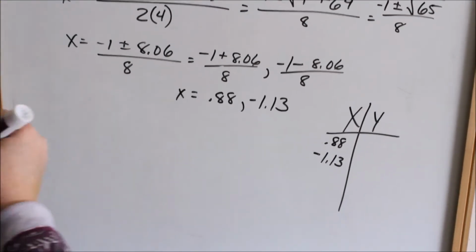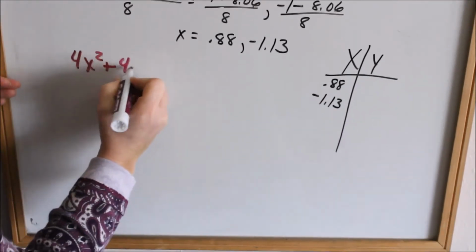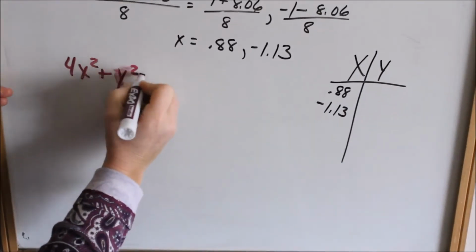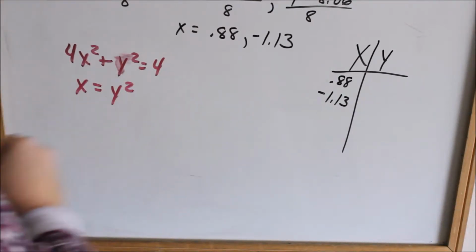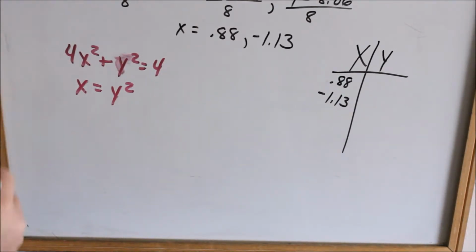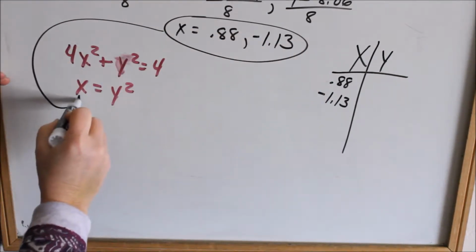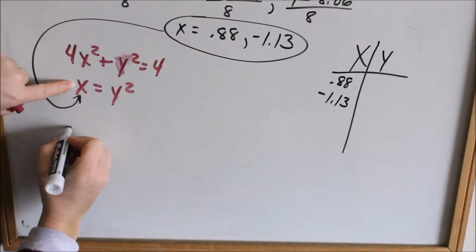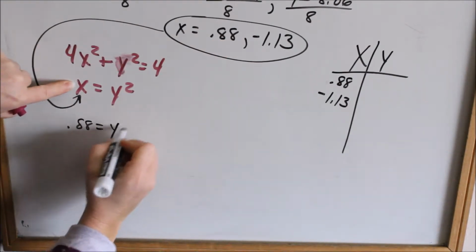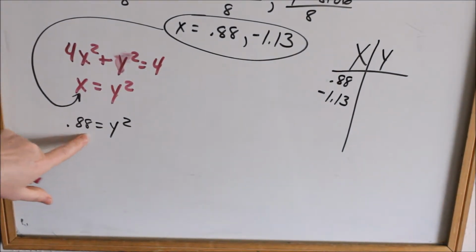So in my opinion, I'll just rewrite our equations down here. We had 4x squared plus y squared equals 4, and then x equals y squared. In my opinion, it's probably going to be easier to put it here. So you can take these values that you have for x, substitute them in right there, and then solve for y. So first off I'm going to substitute in my 0.88: 0.88 equals y squared.